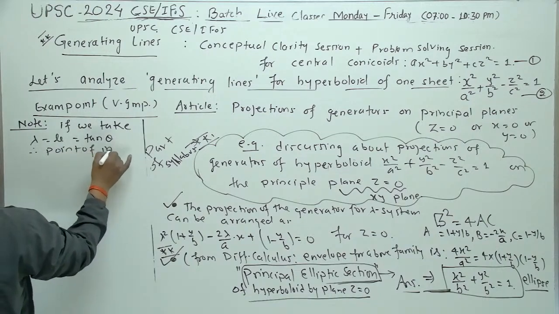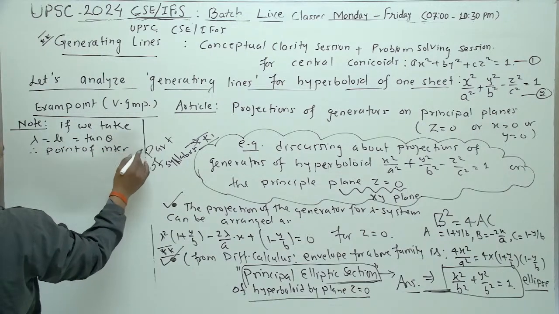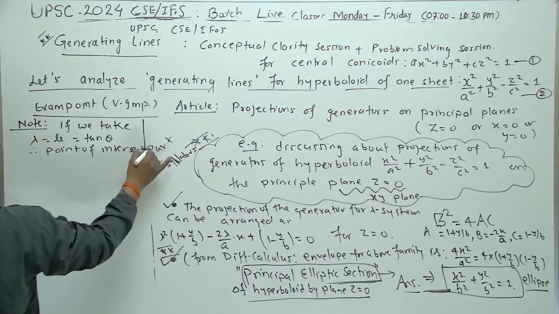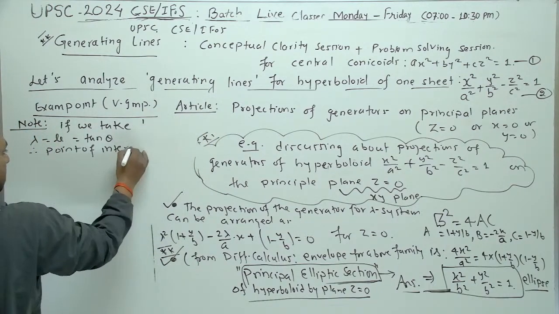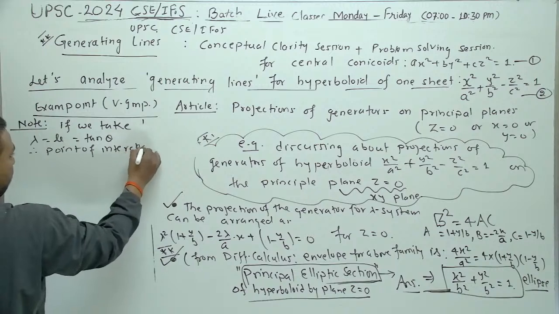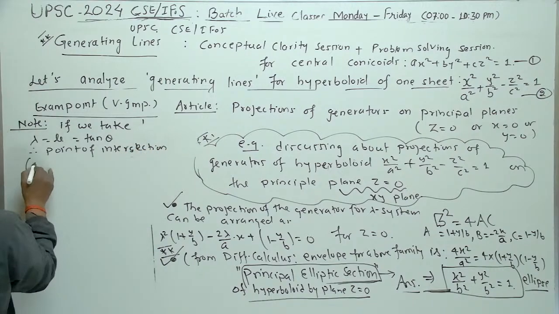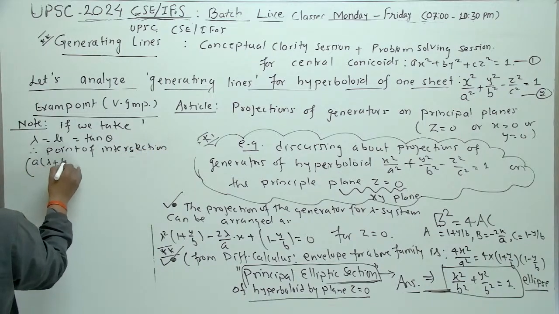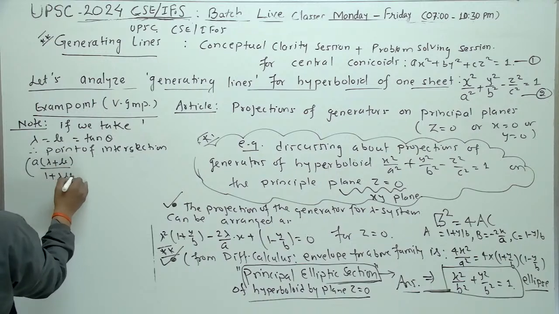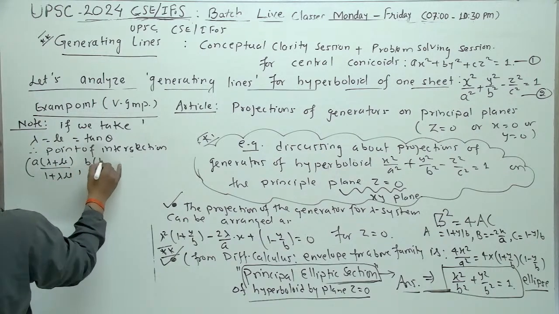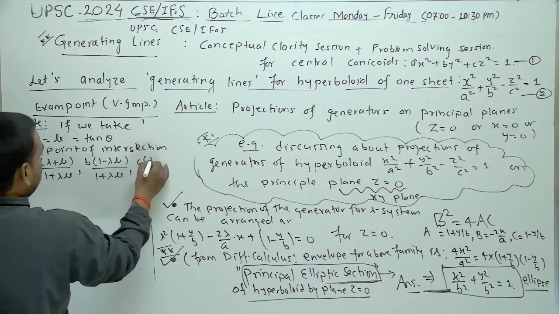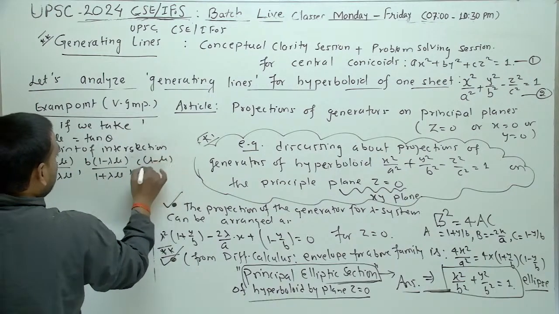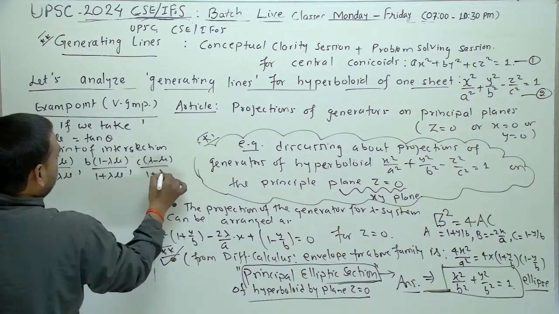So, the point of intersection. What is the point of intersection for us? a into (lambda plus mu) upon (1 plus lambda into mu), b into (1 minus lambda into mu) upon (1 plus lambda into mu), c into (lambda minus mu) upon (1 plus lambda into mu).